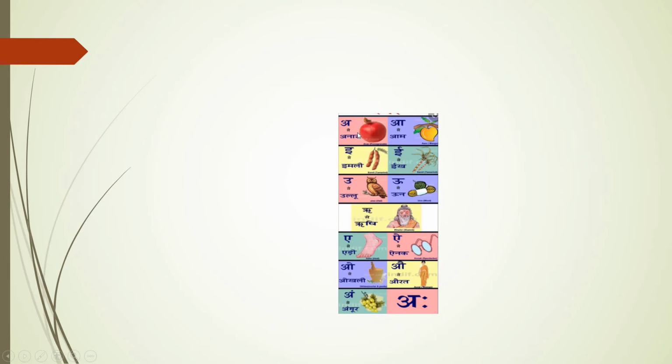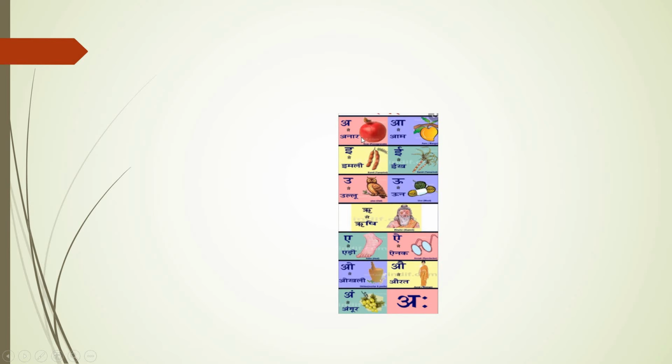A se anar. A se am. I se imli. I se ik. U se ulu. U se un. R se rishi. E se edi. I se ainak. O se okli. Au se aurat. Am se anku.